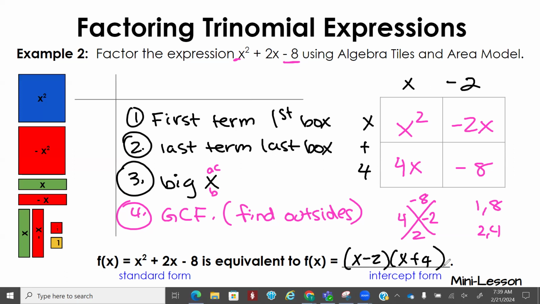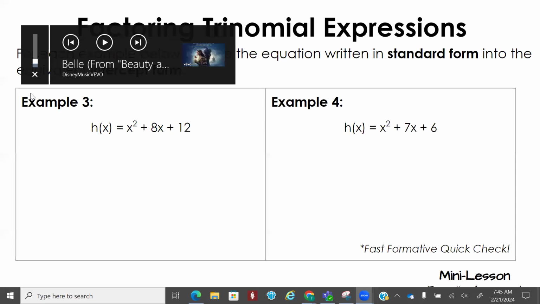Factoring is probably your most important thing that you learn in Algebra 1, because you use it in geometry, you use it in Algebra 2, use it in pre-calc, use it in AP Calc. I don't really use it in AP Stat, but... All right, let's talk about the first one at least.